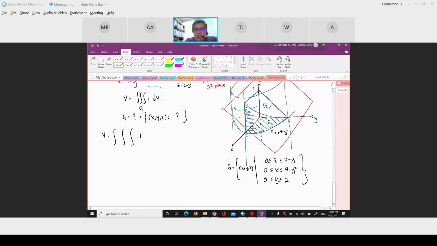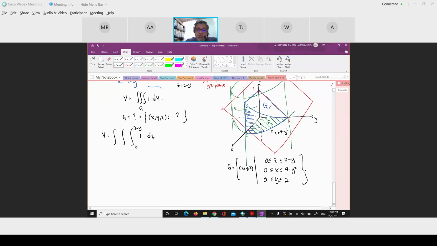x and z have to be inside, and then y has to be outside. So it should be dz first, right? dz first, because z is bounded by the surfaces 0 and 2 minus y. Okay, what next?